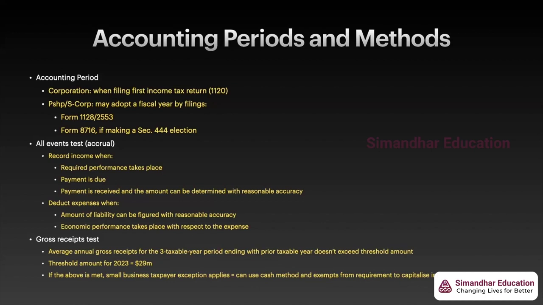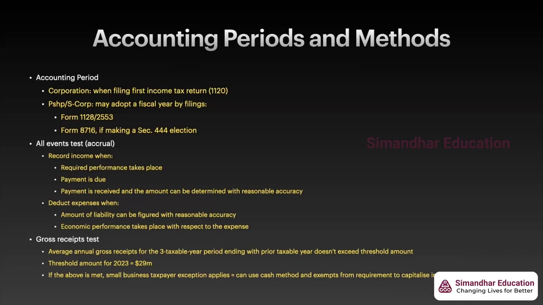Now, partnerships and S corps can adopt a fiscal year, and they have to make a specific election to do that. Partnerships have to file Form 1128 to use a fiscal year, and S corps have to use Form 2553 with the IRS to elect using a fiscal year.